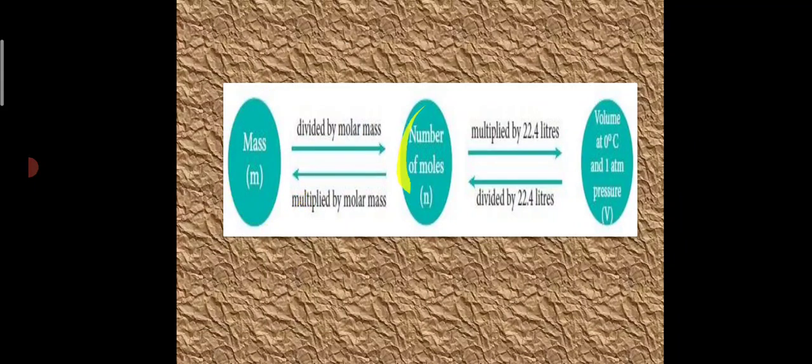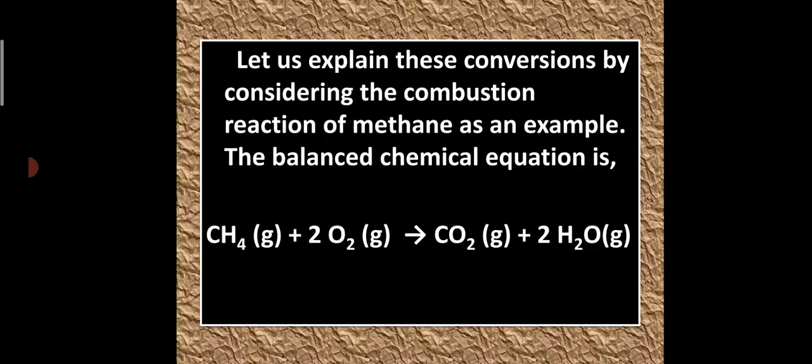Mass நம்ம வந்து number of moles க்கு convert பண்ணனும்னா you have to divide that by molar mass. If number of moles should be converted into volume, means it should be multiplied by 22.4. Number of moles mass convert பண்ணனும்னா it should be multiplied by molar mass, and number of moles volume and number of moles convert பண்ணனும்னா it should be divided by 22.4. Very important problems could be asked from this part.